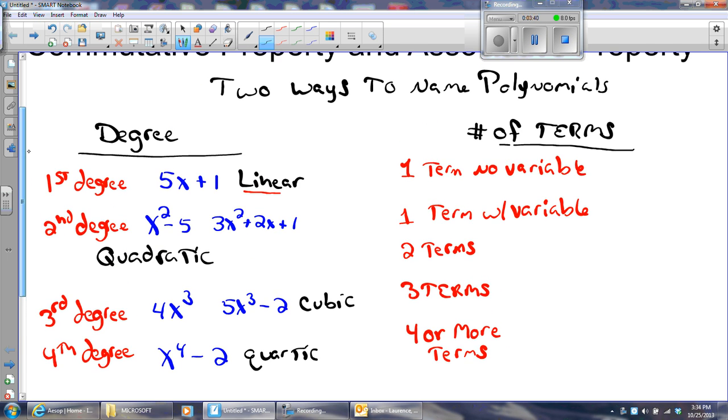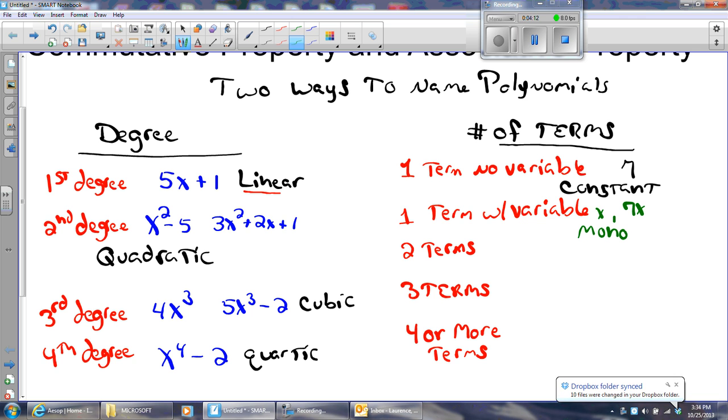All right, now there's also a way to name them by the number of terms. You're going to need to learn those. You might want to make flashcards and memorize them. If there's one term with no variable, like a 7, that is simply called a constant. You've heard me use that a lot. It's constant because it doesn't vary. There's no variable. It doesn't change. If there's one term with a variable, for example, an x or a 7x, those are called monomials. Mono meaning one.